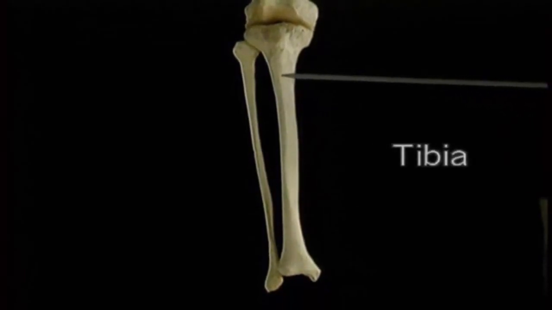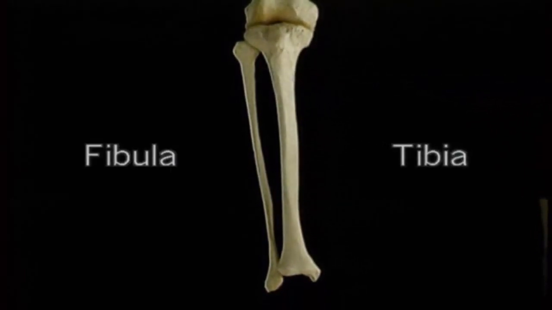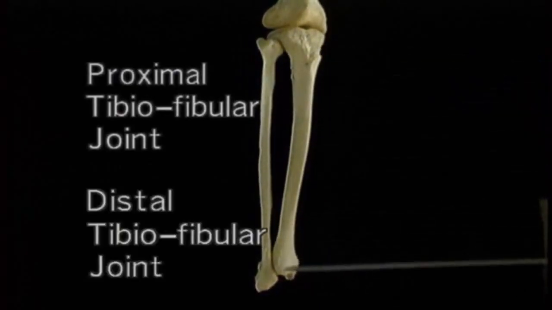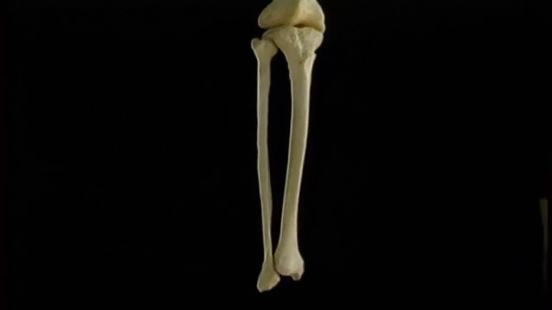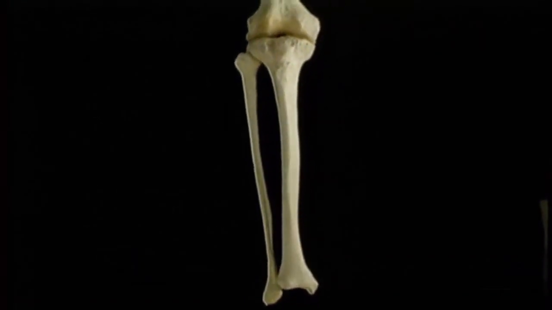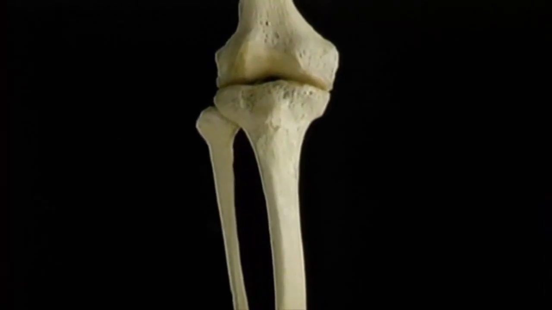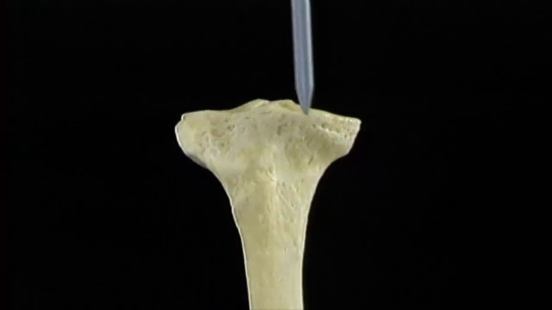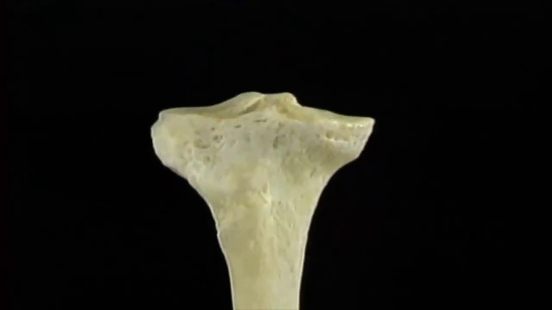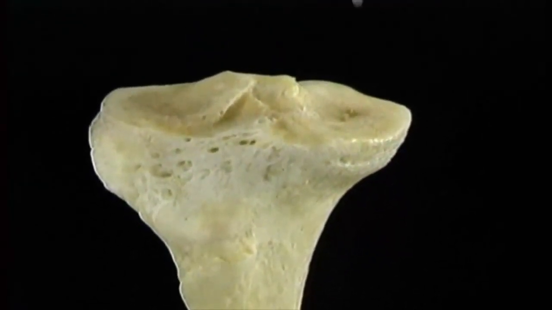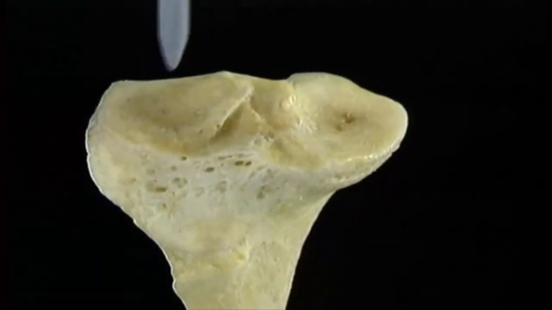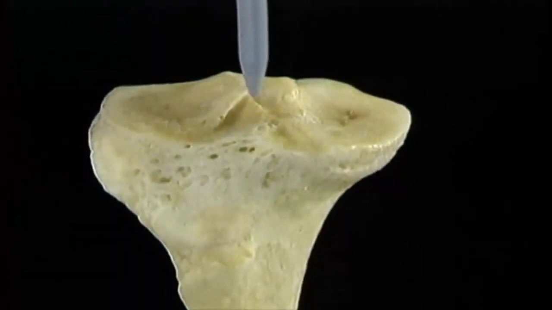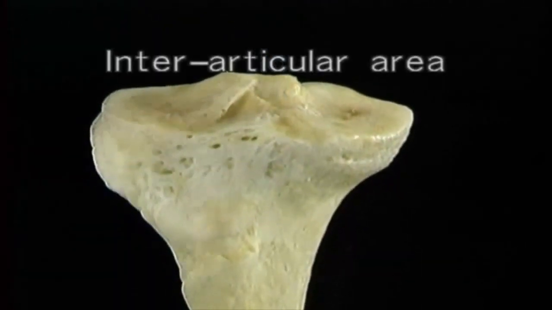The tibia and the fibula are fixed to each other firmly by two joints, the proximal and distal tibiofibular joints. There's almost no movement at either of these joints. Let's take a look at the proximal end of the tibia. This is the medial condyle, this is the lateral condyle. On top of the two condyles are two quite separate articular surfaces. They're much flatter than those on the femur. The rugged expanse between the articular surfaces is the interarticular area.